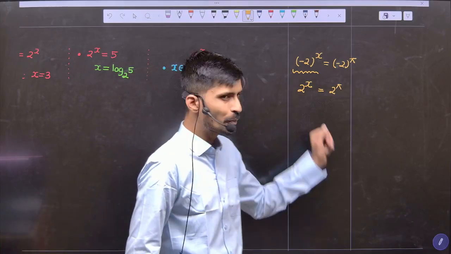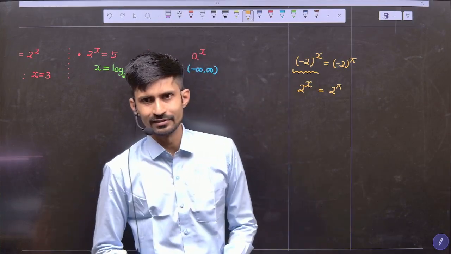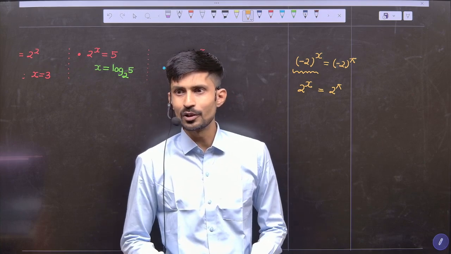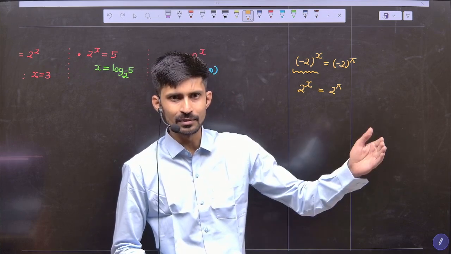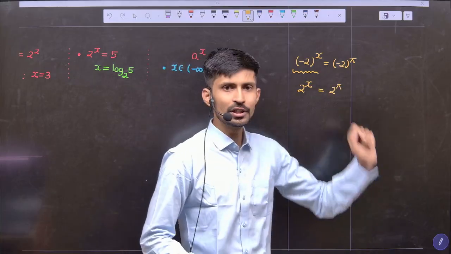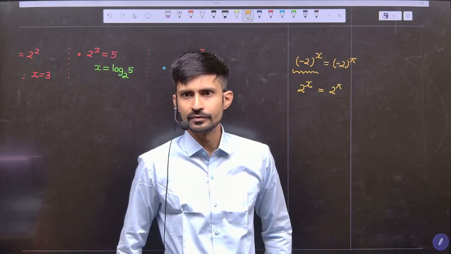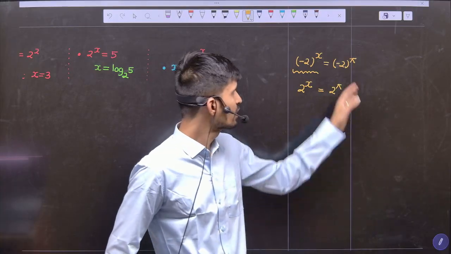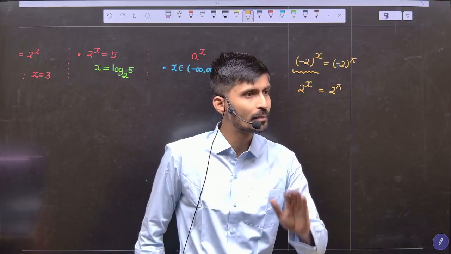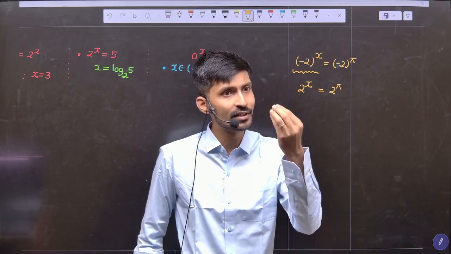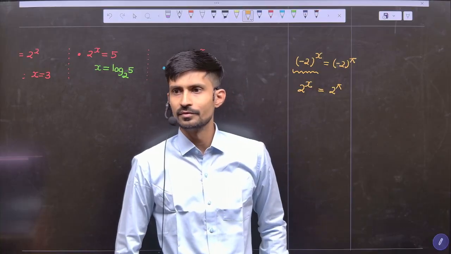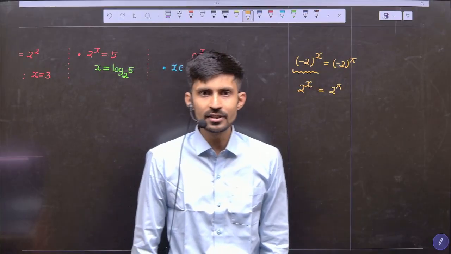So 2 raised to pi, a calculator can find 2 raised to 3.141 and so on. But minus 2 raised to pi, this number we cannot even imagine. First of all, tell me, is minus 2 raised to pi a positive number or a negative number? That itself is unknown.